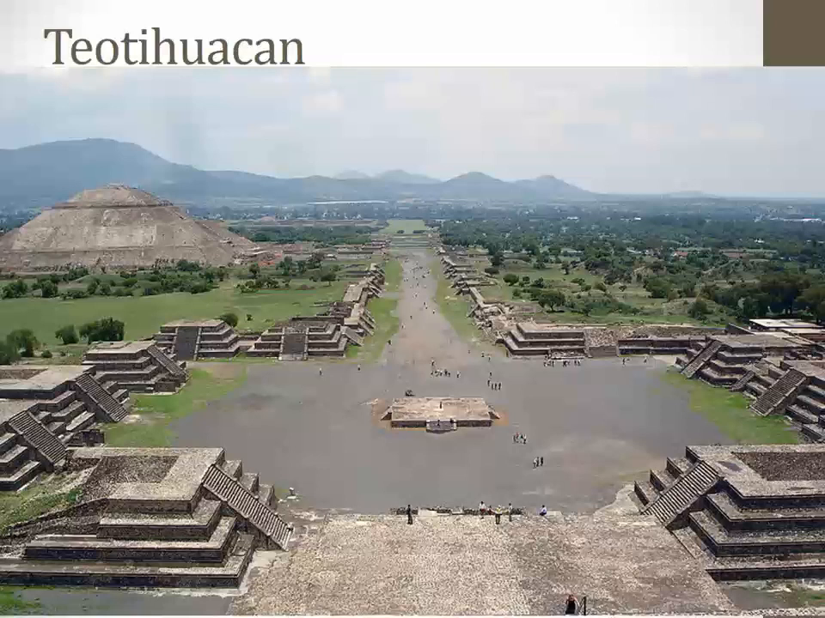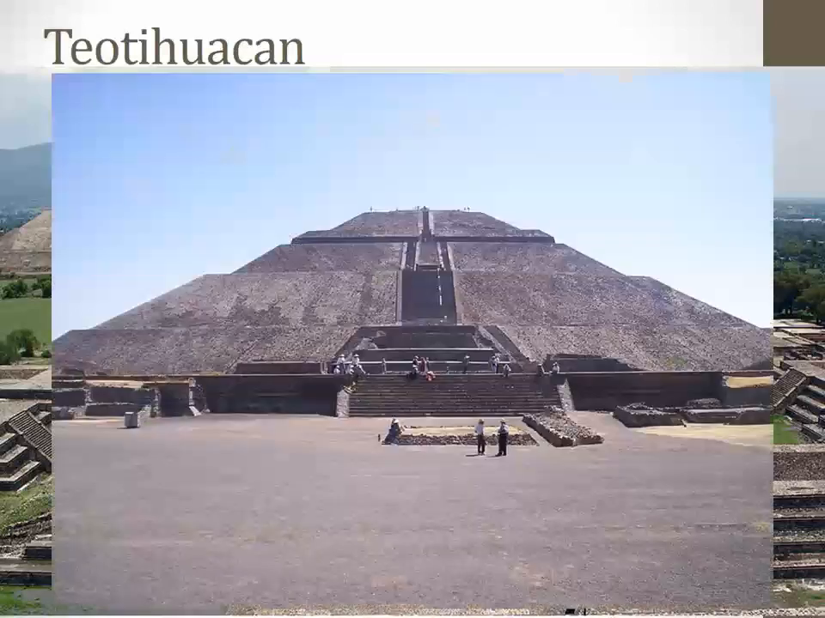Here's a view from the Pyramid of the Sun. On your left is the Pyramid of the Moon. Another look at the Pyramid of the Sun. These were temples. These were religious centers.